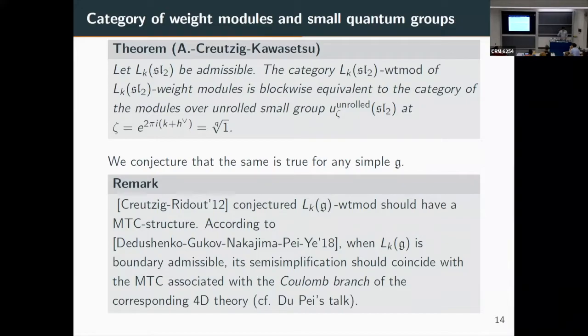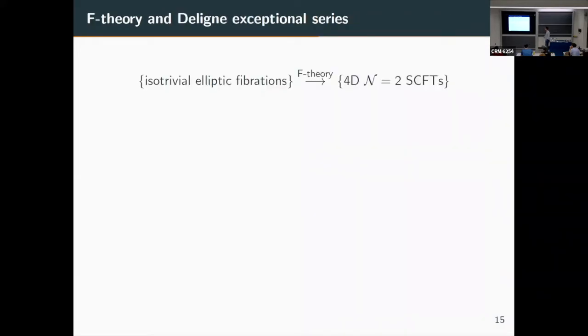Okay, so there are many more things to do in conclusion, for the representation theory of admissible representations, purely from the representation-theoretic perspective, and also in connection with modular tensor categories and with four-dimensional Coulomb branches, which are certain Hitchin moduli spaces.